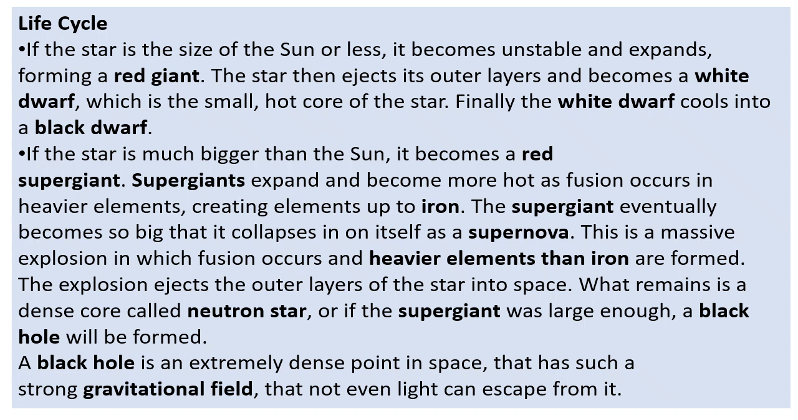If it is much bigger than our sun, it becomes a red supergiant. It will continue expanding, there's more fusion, and it will carry on with fusion all the way up to iron. The supergiant eventually becomes so big, there's gravitational collapse, and it becomes a supernova. This is a massive implosion and then explosion where fusion occurs and heavier elements are made. The explosion ejects the outer layers of the star into space. What you're left with is either a neutron star or a black hole.